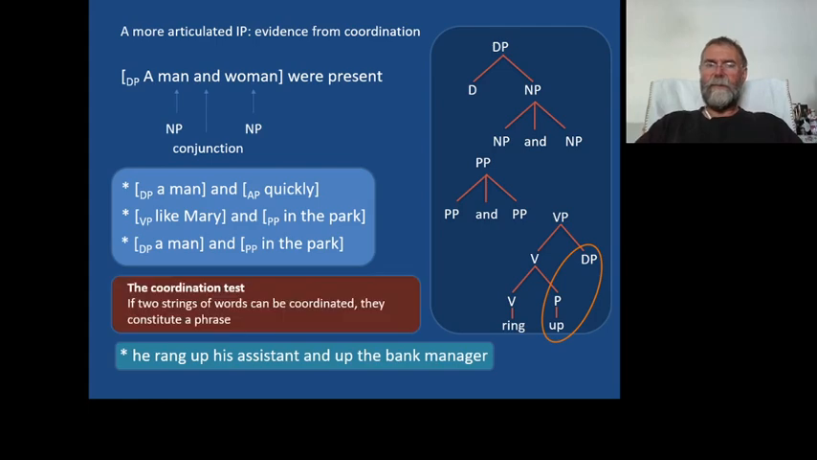Well, we can also make use of the coordination test to see what is and isn't a phrase within a structure. Basically, it runs like this. If two strings of words can be coordinated, they constitute a phrase. Okay, so if you can coordinate two things, you know they are phrases. If you can't coordinate them, then chances are they're not phrases.